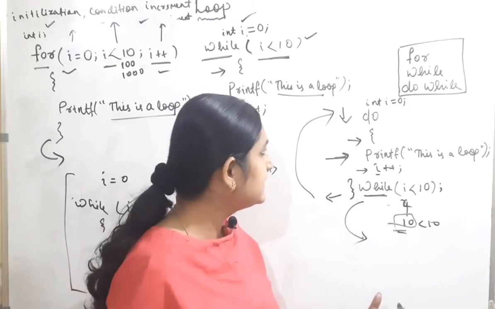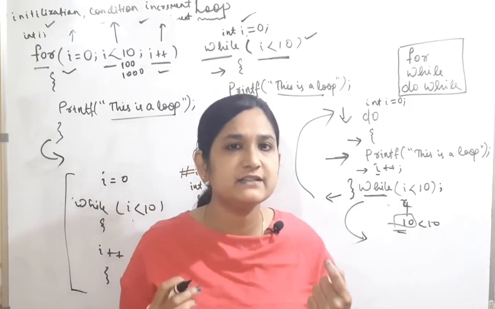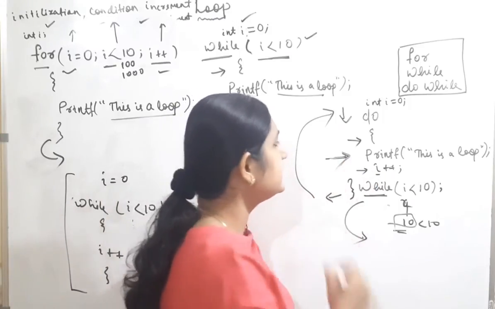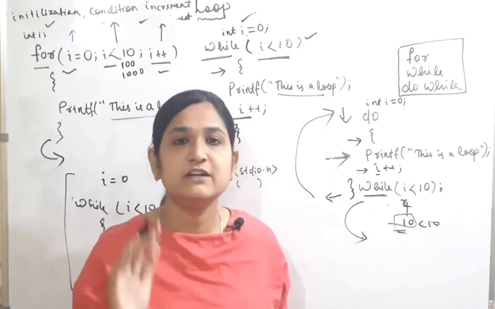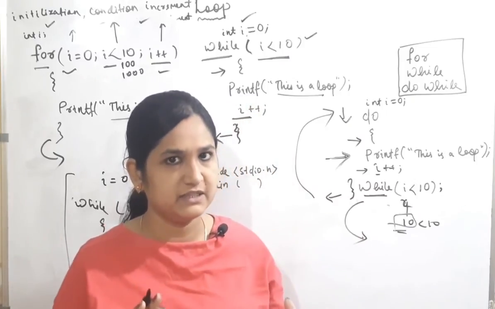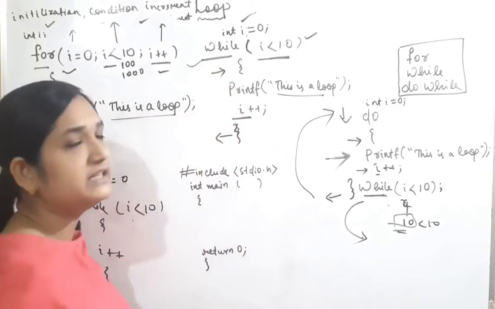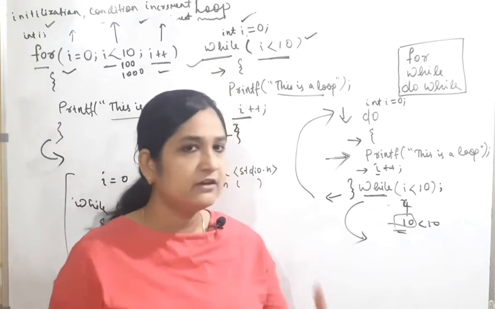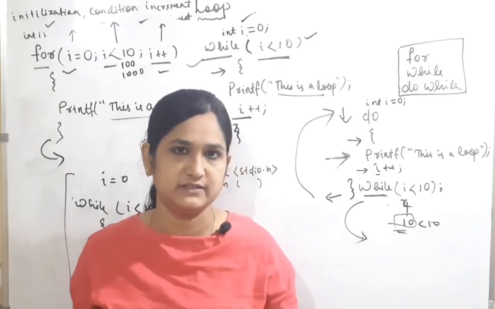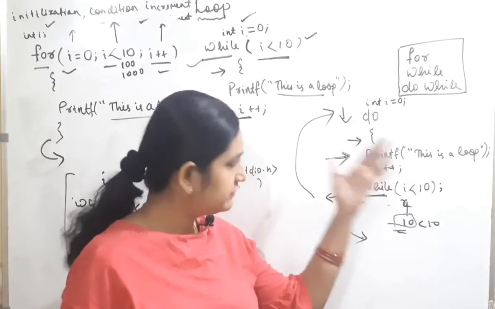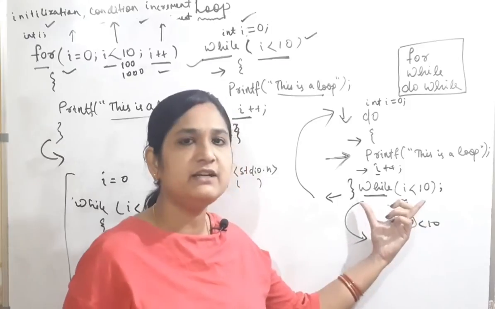The difference is for the first iteration, it simply prints the statement without checking the condition. This is the difference. But in case of while loop, it's not like that. First, from the beginning, it checks the condition. But here, for the first iteration, no condition is checked. Simply it will print. Okay. From the second iteration, the condition check will take place.